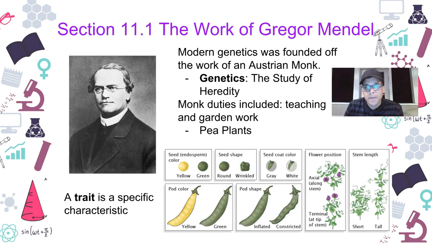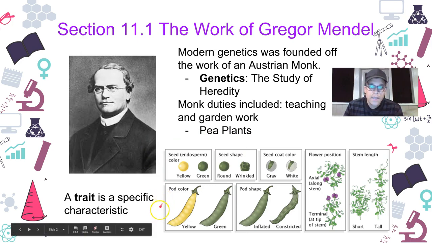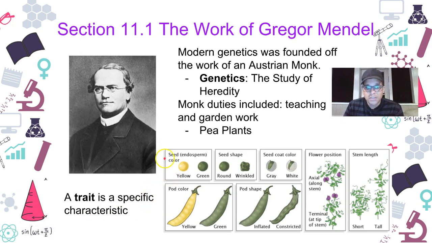And as he was working in the monastery, his monk duties included teaching and garden work, and he worked mostly with pea plants. And so what he noticed is that these pea plants had traits, and a trait is a specific characteristic. In these pea plants, he noticed that the seed color could either be yellow or green, the seed shape round or wrinkled, seed coat color gray or white, flower position axial or terminal, stem length short or tall, pod color yellow or green, and pod shape inflated or constricted.